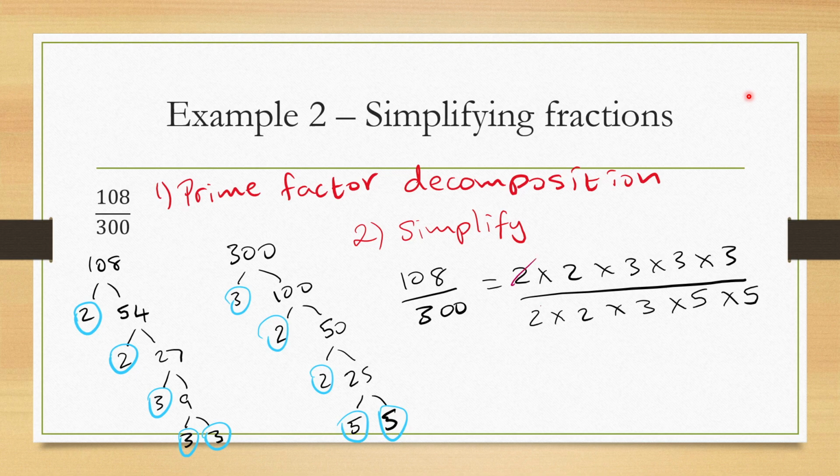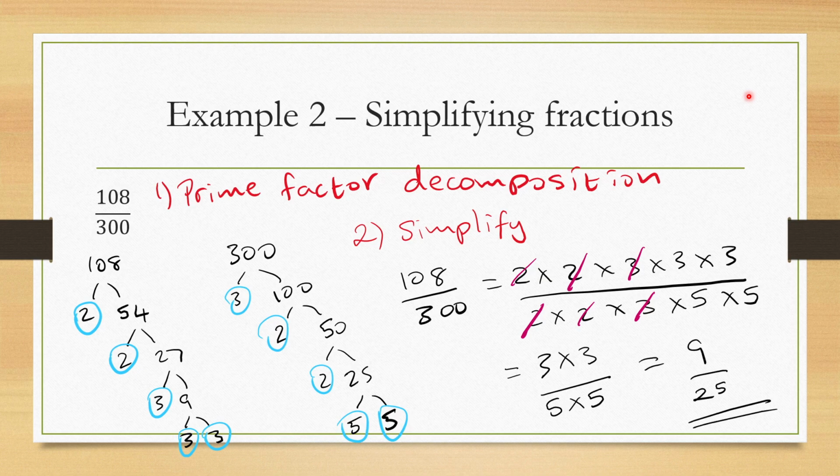And then you cancel out the 2, and then you cancel out the second set of 2s, then you cancel out the first set of 3s, and these are all the ones that can cancel out. Now you're just left with 3 times 3 on top, and 5 times 5 on the bottom. And then you simplify that, and that gives you an answer of 9 over 25. So this is how you simplify the fractions.